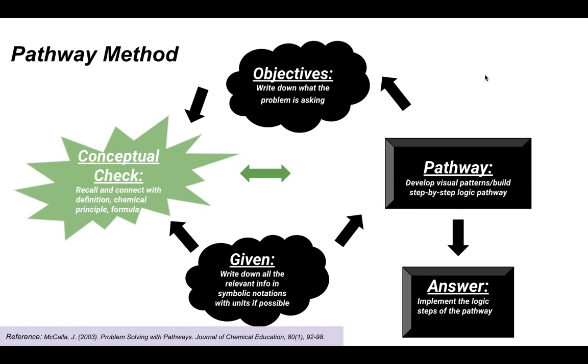The third step is the given. So you're going to write down what the problem gives you, which includes numerical values, scenarios, formulas, etc. And make sure to write down the symbolic notations that correspond to it. And the fourth step, which is the main spotlight of this method, is called the pathway. This pathway enables you to go back and forth from the information that you are given to your objective.